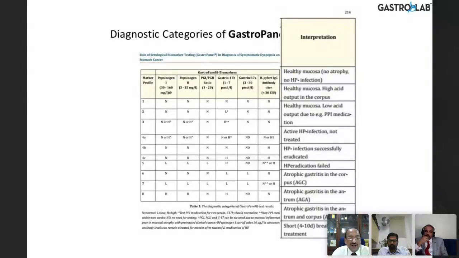Right. So here you see the other scenario where pepsinogen 1 is normal, 2 is high, ratio here is normal, so gastrin is high. So pepsinogen 2 is high, gastrin is high, and H. pylori could also be high.